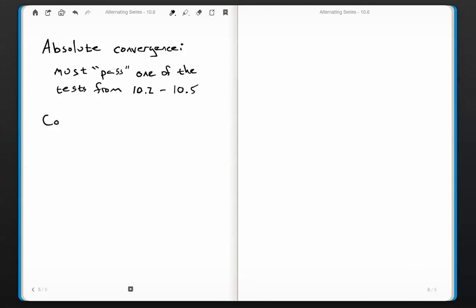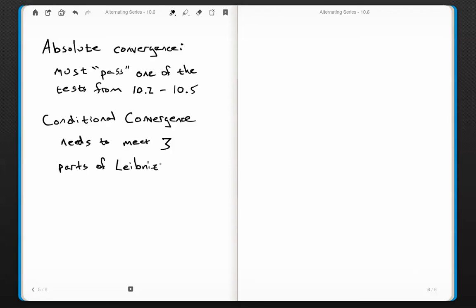However, for conditional convergence, well, that only needs to meet 3 parts of Leibniz's test. So that's it.